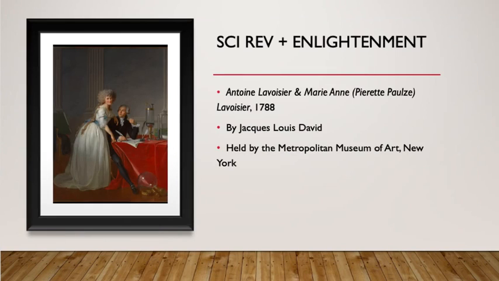I want to end with, I think, this really helpful image that brings together kind of what the scientific revolution and the Enlightenment mean. This is a portrait by Jacques-Louis David, a French artist, of Antoine Lavoisier, who is a chemist, the most famous French scientist of the late 1700s, and his wife Marie-Anne. And I think this tells us a lot about what's going on in Europe in these previous 250 years or so.